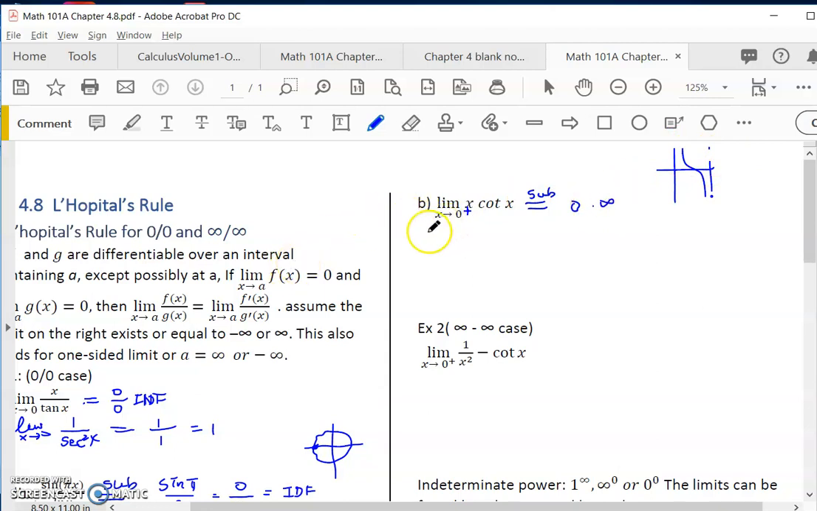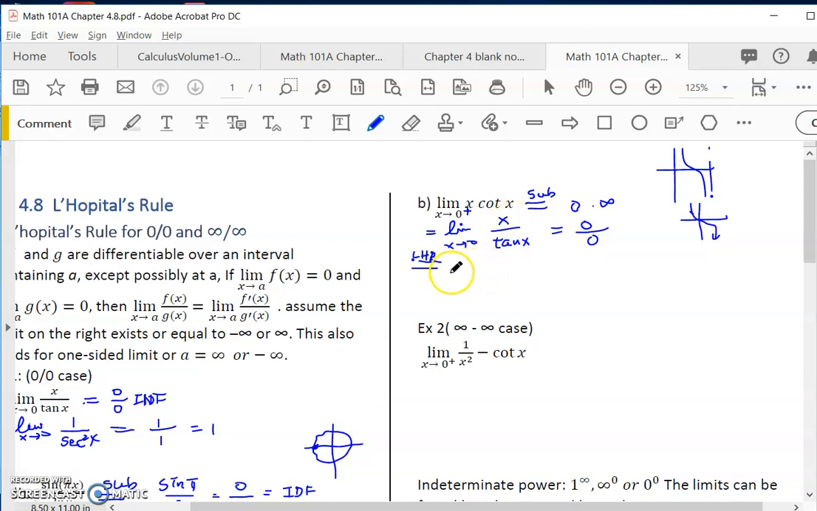So we have to rewrite it. But did you see that cotangent is actually 1 over tangent? So I can write it this way. Instead of moving x below, I would just write x over tangent x. And then when I plug in 0 here, for tangent, it's actually better because tangent's graph is like that, right? When it approaches 0, it's actually 0. So it is a 0 over 0 case. I am going to do L'Hopital's rule.